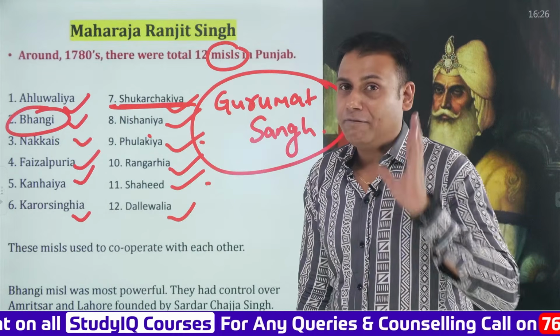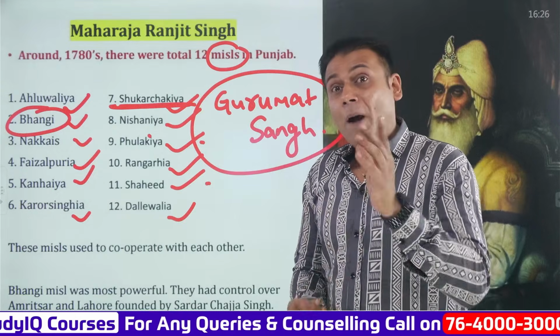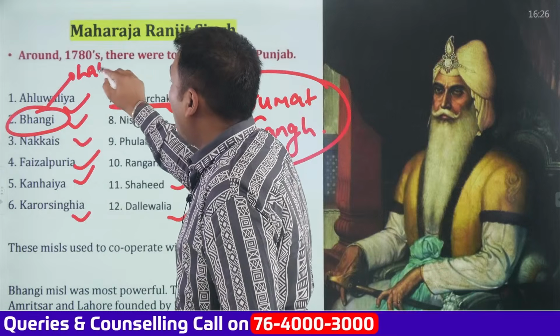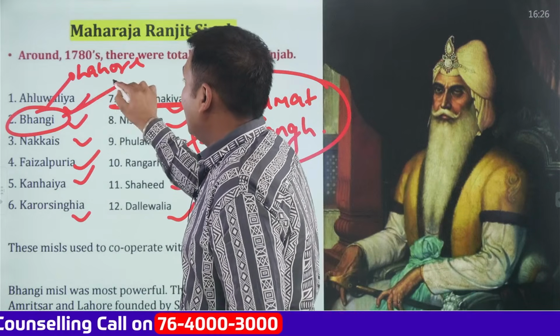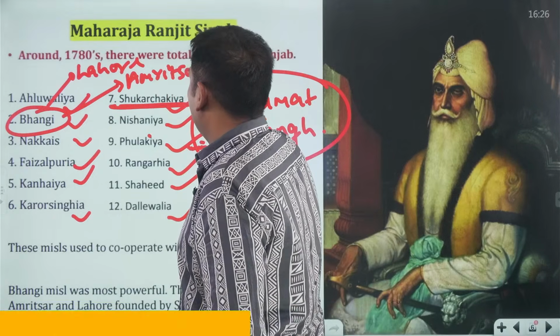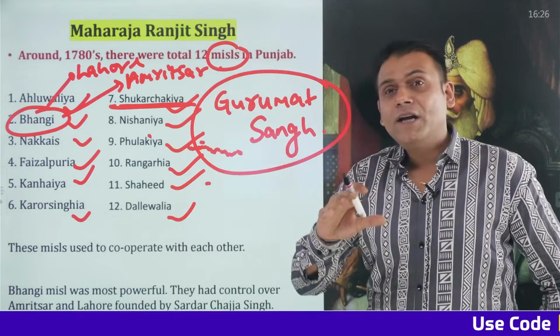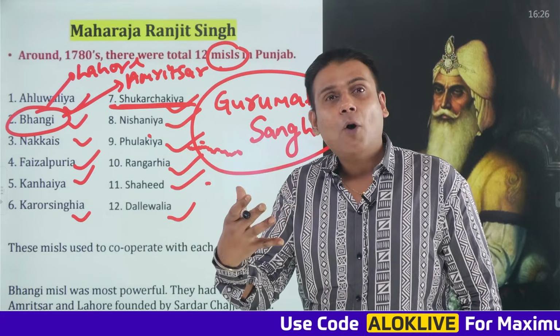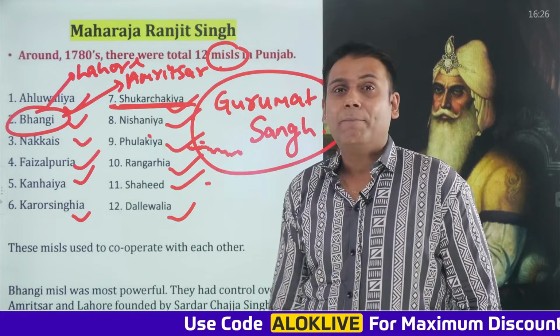Pay attention carefully. Now Bhangi misl, their administrative capital was Lahore and their religious capital was Amritsar. It was one of the most powerful misl. And another important misl was Shukar Chakia misl.